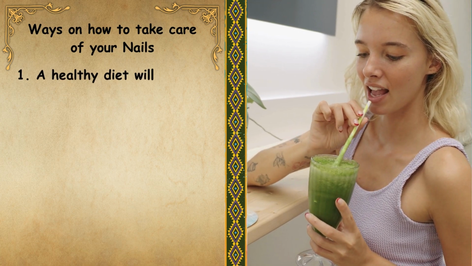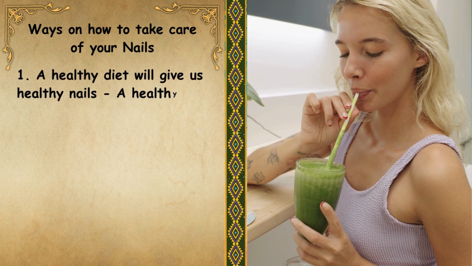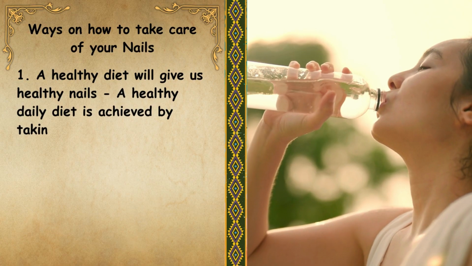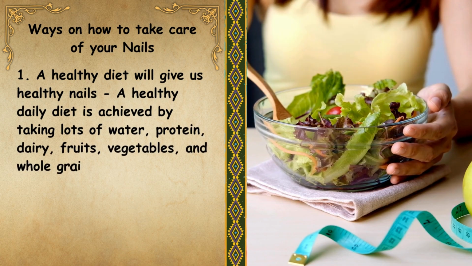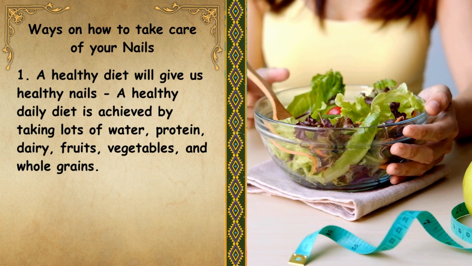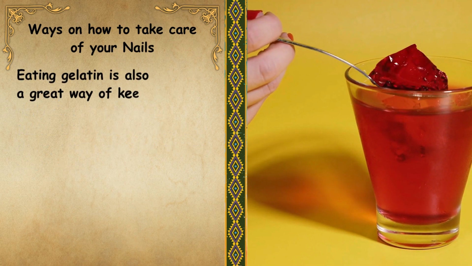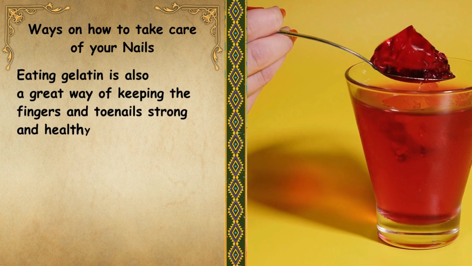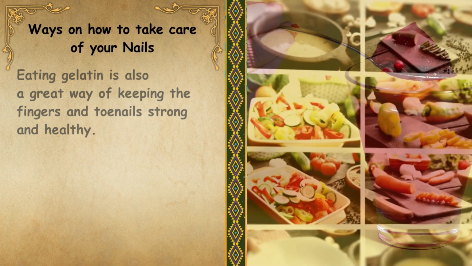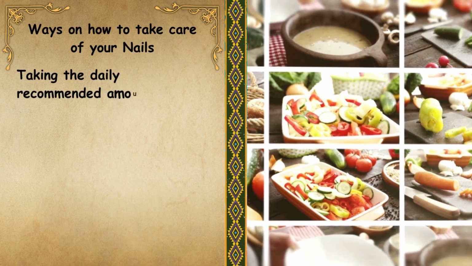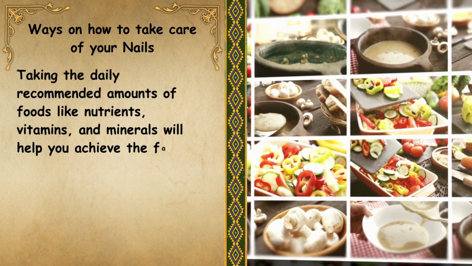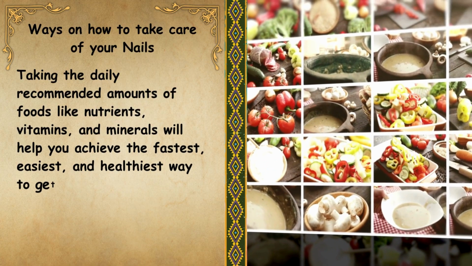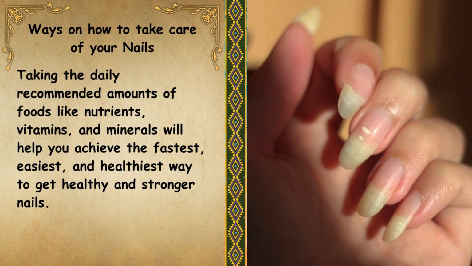1. A healthy diet will give us healthy nails. A healthy daily diet is achieved by taking lots of water, protein, dairy, fruits, vegetables, and whole grains. Eating gelatin is also a great way of keeping the fingers and toenails strong and healthy. Taking the daily recommended amounts of foods like nutrients, vitamins, and minerals will help you achieve the fastest, easiest, and healthiest way to get healthy and stronger nails.